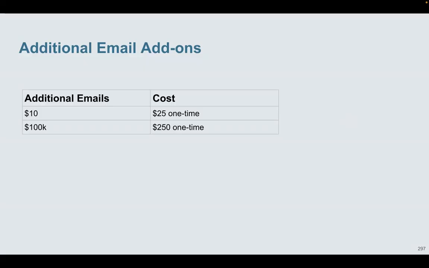And the same thing goes with the email add-ons as well. They do not roll over. So if you ever wanted to add, say, 50K emails, make sure that you're using all those 50K in that given month, because they do not roll over. They would just expire in that month only.